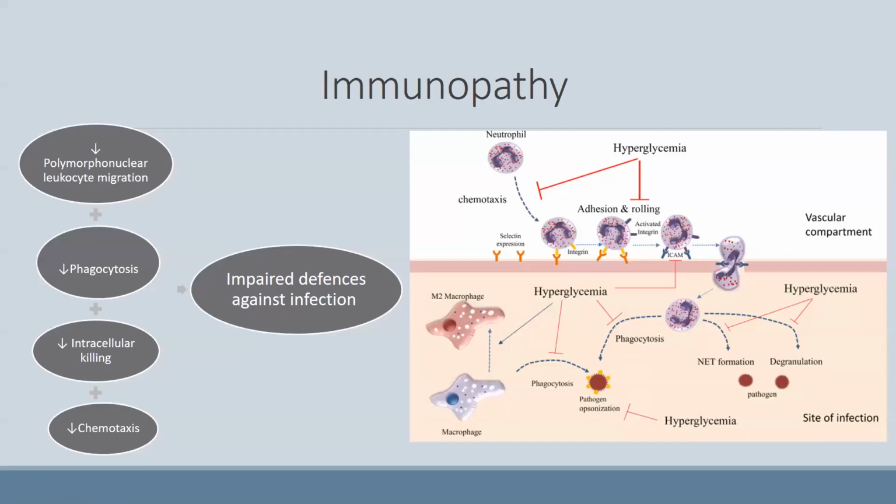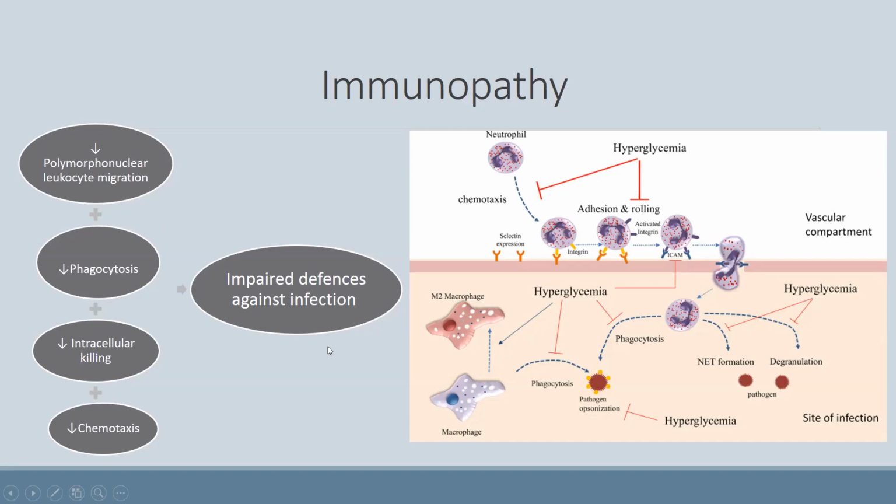So on this slide, again, there are abnormalities of the immune system. The patients already have loss of motor function and sensation, the autonomic system is abnormal, the blood flow is abnormal, and now they also have abnormalities of the immune system. Again, it's complex, and both the humoral and cellular immune systems get involved. These patients have decreased migration of polymorphonuclear cells, decreased phagocytosis, and even if phagocytosis occurs, there's decreased intracellular killing of the organism, and decreased chemotaxis, and all of this impairs their defenses against infection.